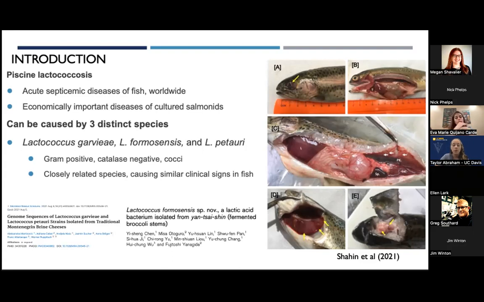And these are L. petauri and L. formosensis. Both of these share a significant portion of their genome with L. garvieae, and they've been shown to cause similar clinical signs in fish. So these 3 Lactococcus species are gram-positive, catalase negative cocci, and they have similar biochemical properties, so it can be very difficult to distinguish between these 3 without further molecular diagnosis.